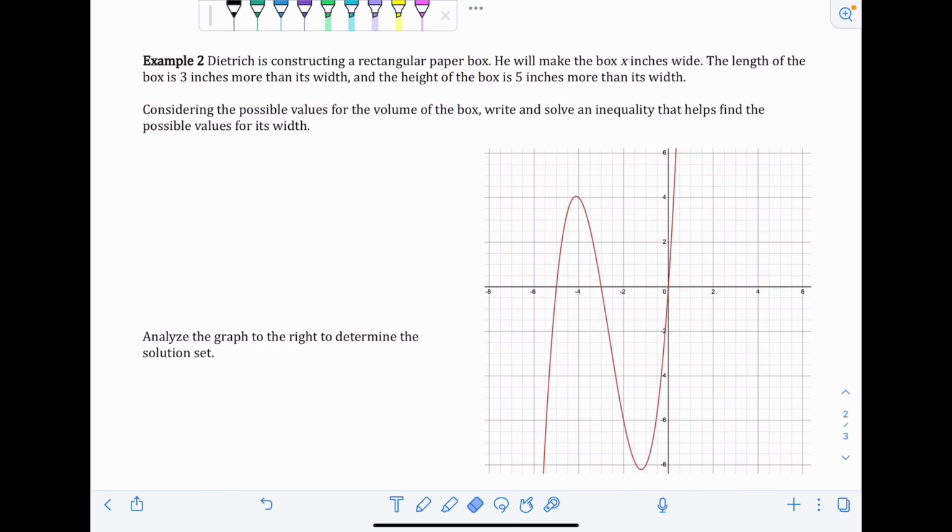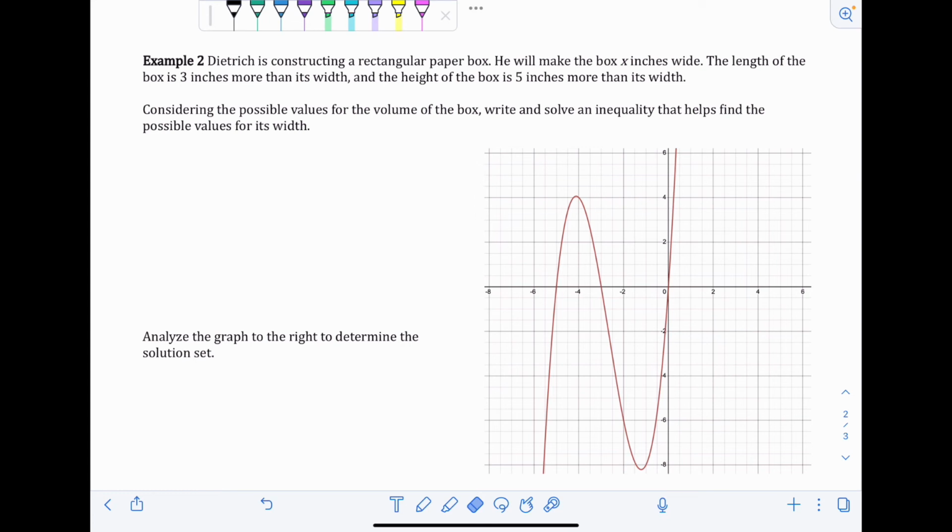For example 2, Dietrich is constructing a rectangular paper box. He will make the box 8 inches wide, and the length of the box is 3 inches more than its width. The height of the box is 5 inches more than its width. So considering the possible values for the volume of the box, solving an inequality helps find the possible values. So since it's a box, we use the same formula we used before.